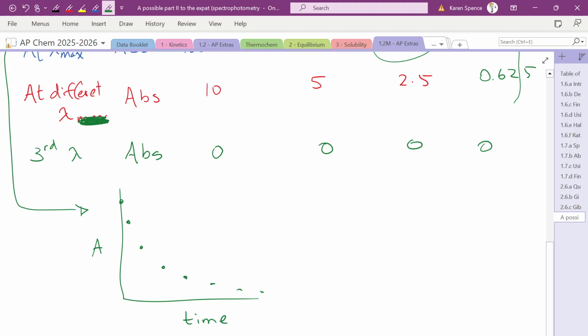And eventually it would go to 0. So you'd end up with something like this. Is that good? And what is absorbance telling us about? Absorbance is related to the concentration. Yeah.